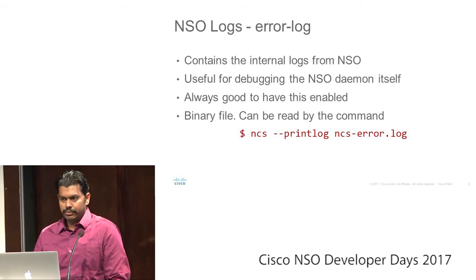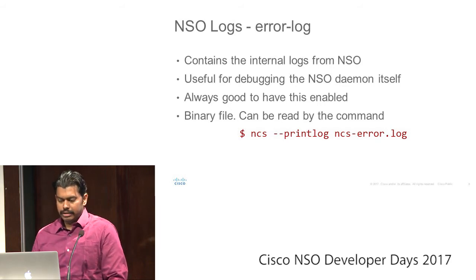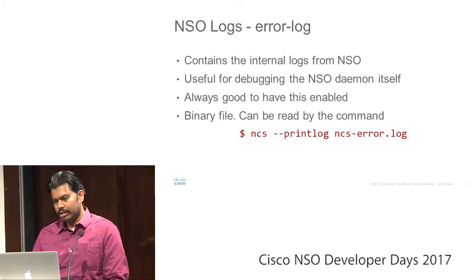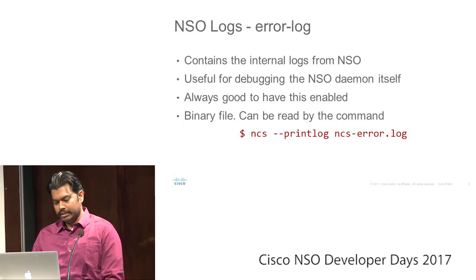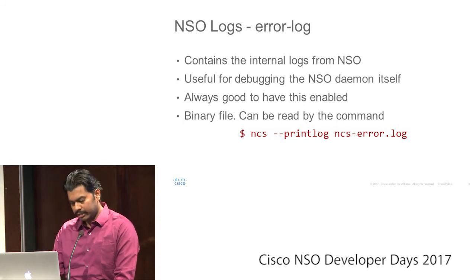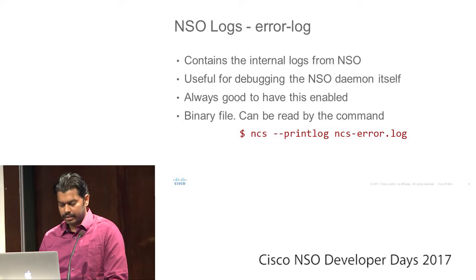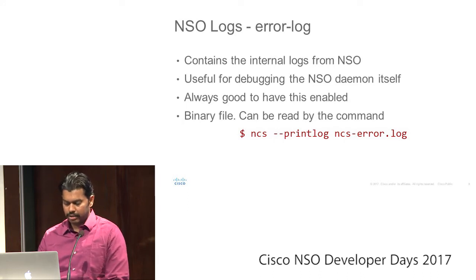And then we have the error log. The error log contains the internal logs from NSO. It's useful for debugging the problems with NSO itself. If there is an error happening inside NSO, for example, an internal process crashes or something, the information will be logged in the error log. It's not a text file, it's a binary file. So it can be read by this command, ncs --print-log, and then the error log.